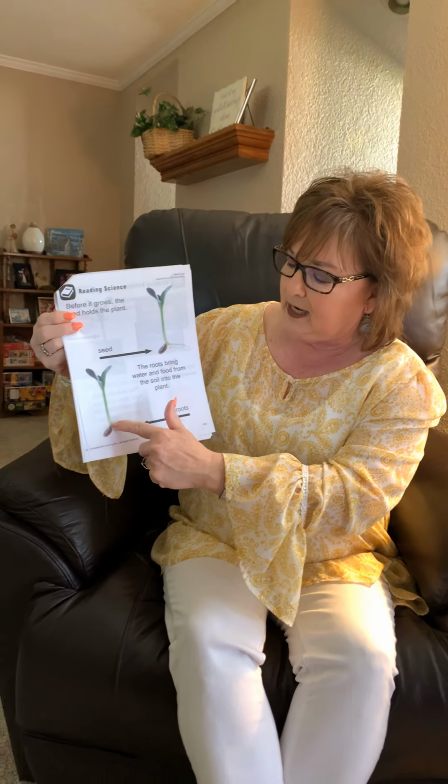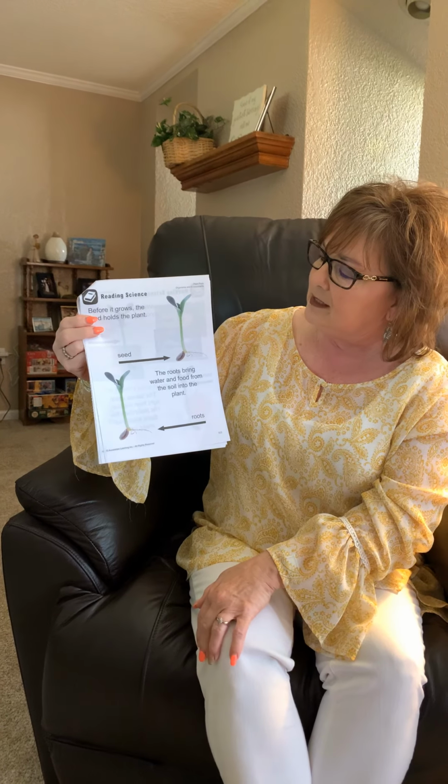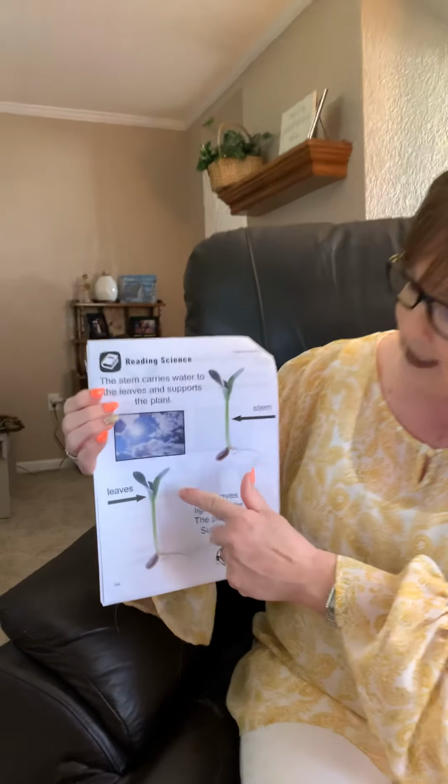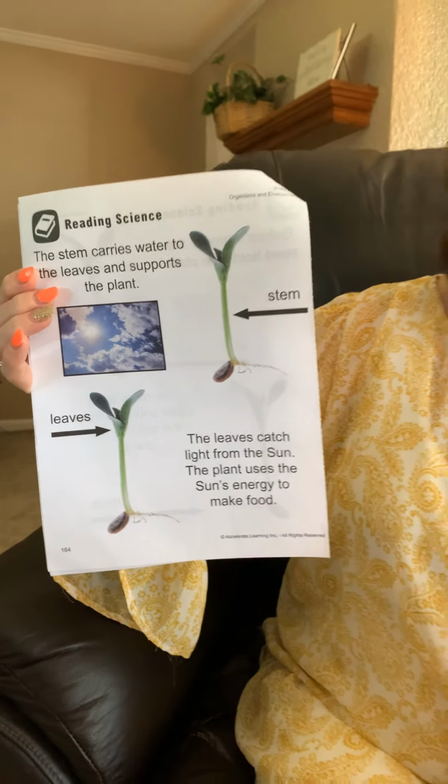See, here again is the roots, the seed, the stem, and the leaves. Now, just like I told you the other day about my peach trees, how they had blossoms on it, and that every place there was a blossom was going to be a peach, well, that's the same way with our pumpkins. The stem carries water to the leaves and supports the plant. The leaves catch light from the sun. The plant uses the sun's energy to make the food. Look here, we can see that our leaves are getting just a little bit bigger. It requires sun and water for it to grow.